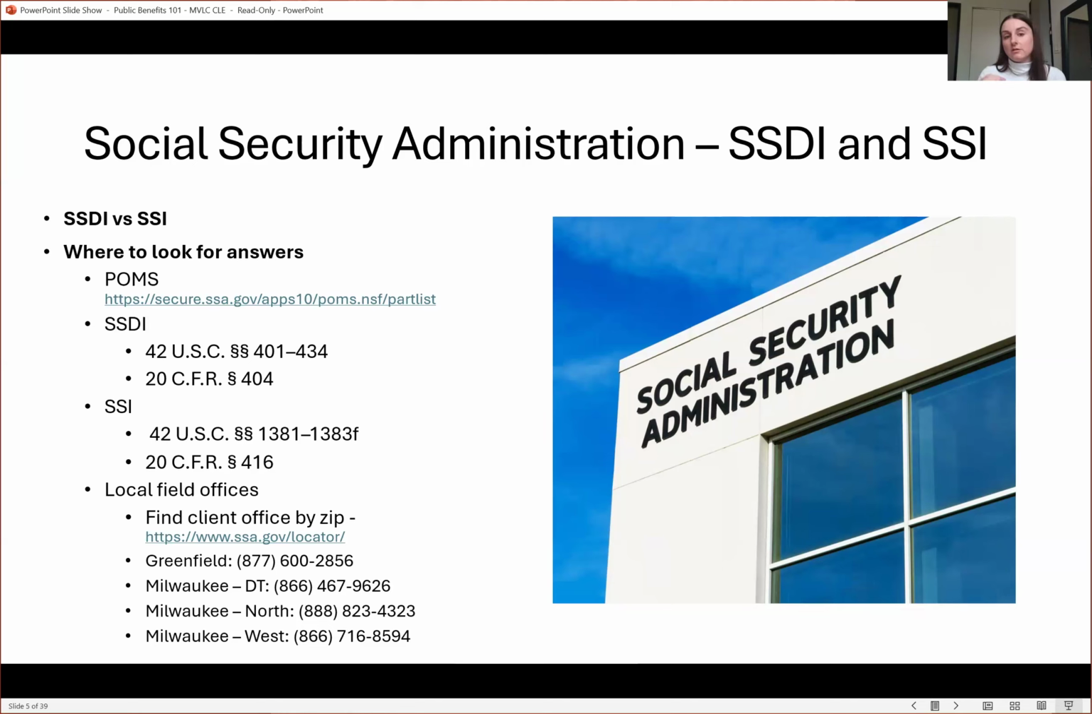It summarizes not only the law, but policy updates that aren't necessarily going to be reflected in the regs and the statutes. And then you can always point a client in the direction of their local field office. If you do help them find their local field office by zip, it's just going to give you the national 1-800 number. So for future reference, I included each of the field offices' direct phone numbers in this slide as well.